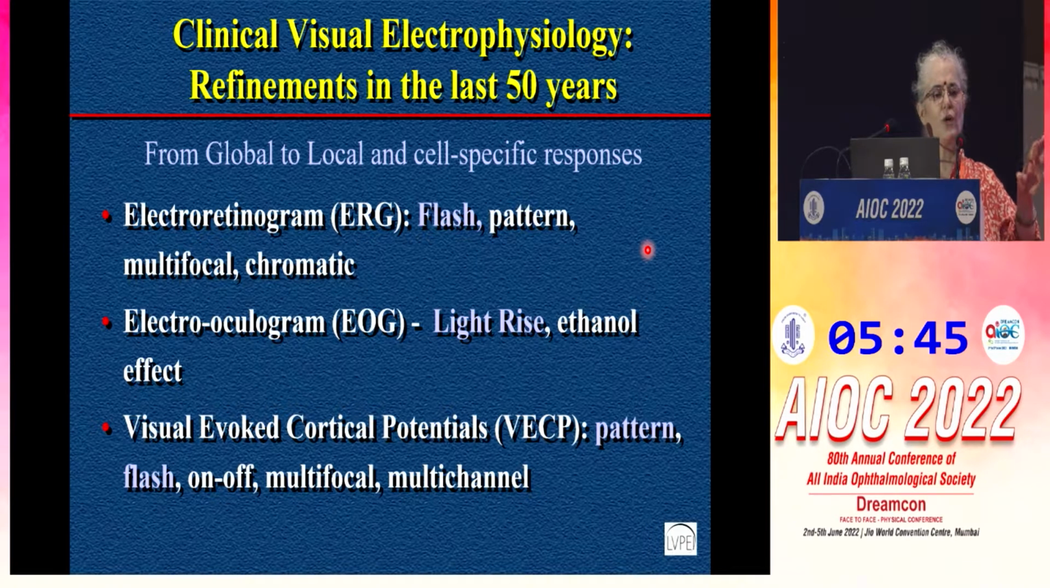Now we can have a local response from the macula, from the fovea, from the parafovea, whichever area we want to stimulate and get a response. And we can have multifactor responses, we can have chromatic, like different colored lights. Normally we were using white lights, now people have used orange lights, green lights. So what will happen to the cells when we give those lights?